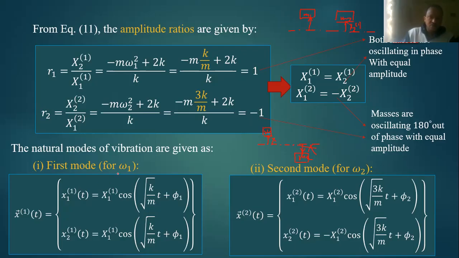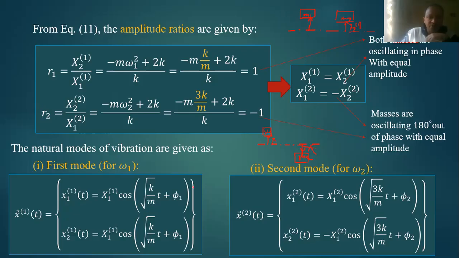in the first natural mode, our equation of motion is x of 1 of t, which is equal to x1 of t, which is equal to x1 1 cos of omega 1 t. So this is the representation of omega 1 t plus phi 1. And for this also the same. So in the second mode also we have these two equations.